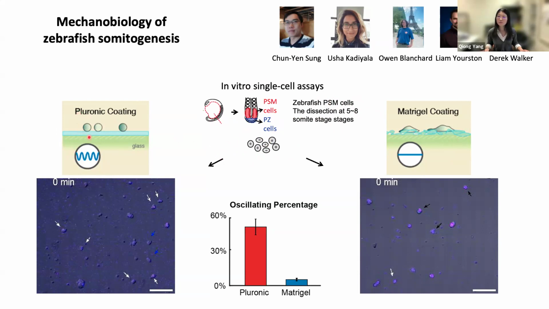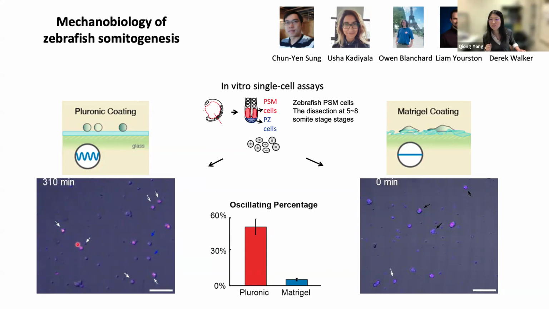In one, we put them on a glass surface with a pluronic coating. The pluronic prevents the cells from attaching to the surface and sensing it. So it's a slippery surface, as you can imagine. On the other hand, we have the matrigel coating, where cells can grab on. And what we see here on the left, hope you can see the video clearly.